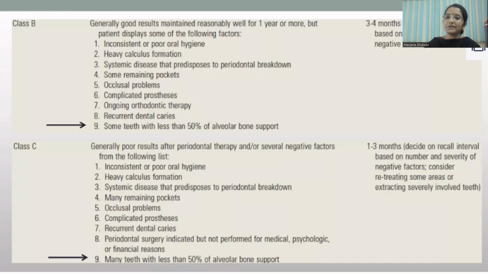And coming on to the Class C patients, Class C are generally poor results after periodontal therapy, and there is presence of more negative factors like inconsistent or poor oral hygiene, heavy calculus formation, systemic disease, occlusal problems, complicated furcations, recurrent dental caries, and many teeth with less than 50% of alveolar bone support. So for these Class C patients, recall visits are always scheduled from 1 to 3 months based on the number and severity of the negative factors present.